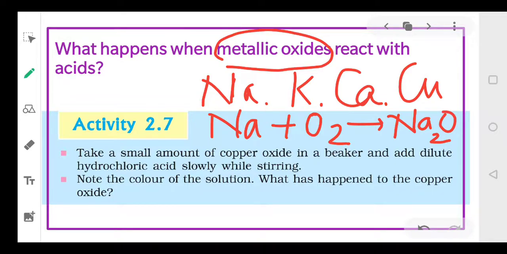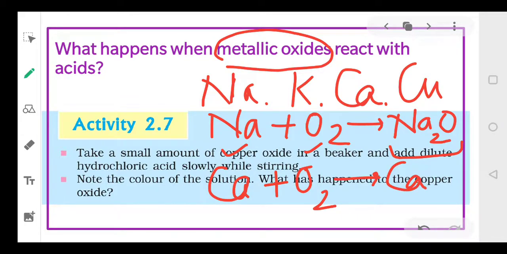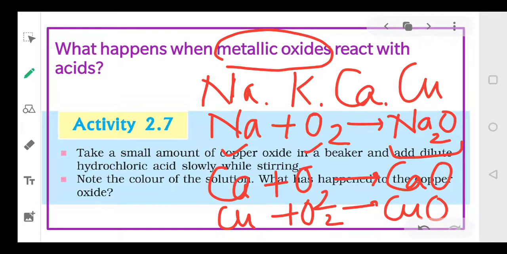See, sodium is a metal. It is reacting with oxygen. It will form sodium oxide. So sodium oxide is a metallic oxide. Similarly, calcium will react with oxygen to form calcium oxide. This is again a metallic oxide because it is an oxide of metal. Similarly, copper, Cu plus O2, will give you CuO, that is copper oxide. Is it clear? So I hope you understood the metallic oxide.